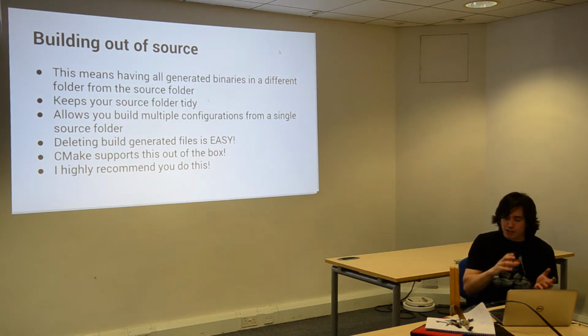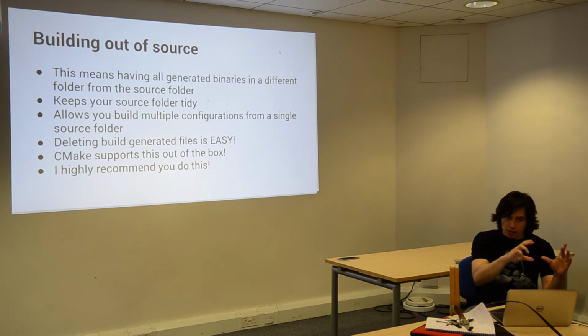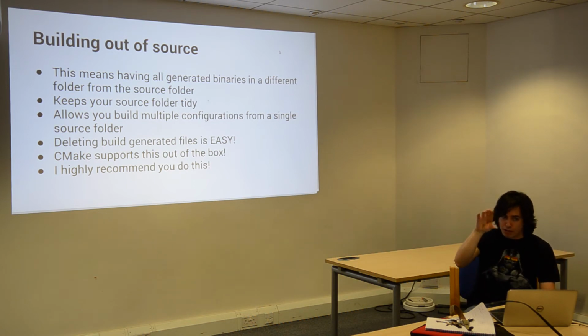Or you build out of source, so the generated binaries are in a completely different folder from the source tree, and this is really good because it means you can keep your source folder tidy. It also means you can have multiple configurations built from the same source. I could have a debug version of my program, a release version of my program, or a version with this library enabled, or a version with this library disabled. But you only need one copy of the source if you follow this model of I have one copy of the source code, and I build out of source, and my build directories are completely separate from the source.